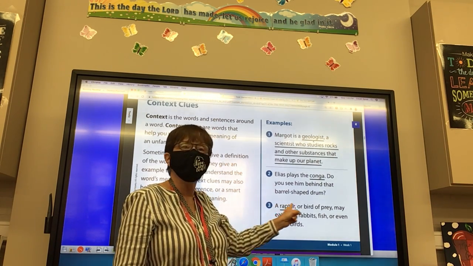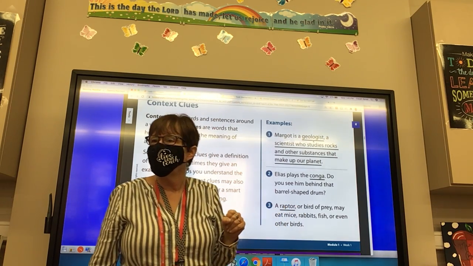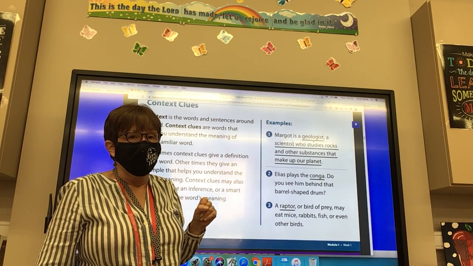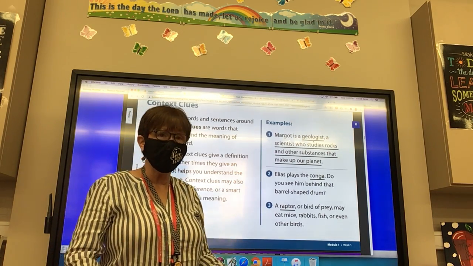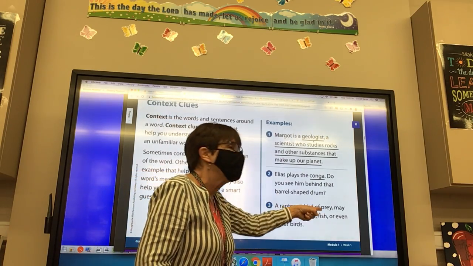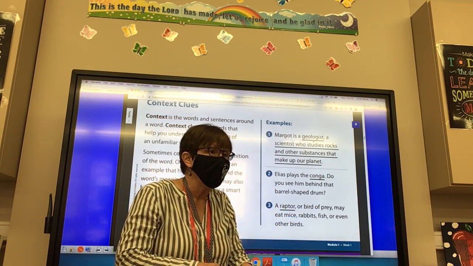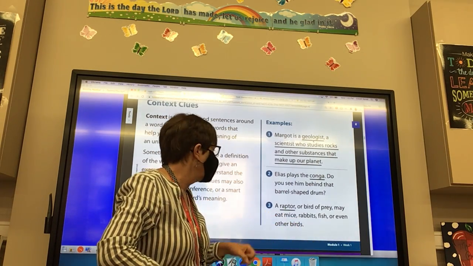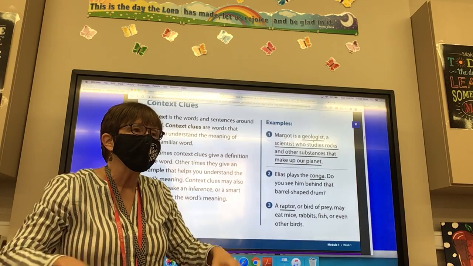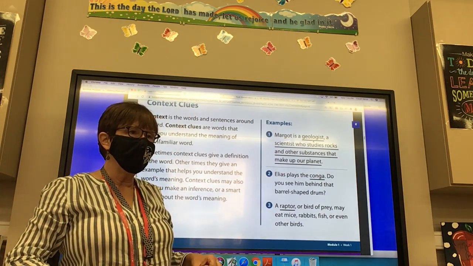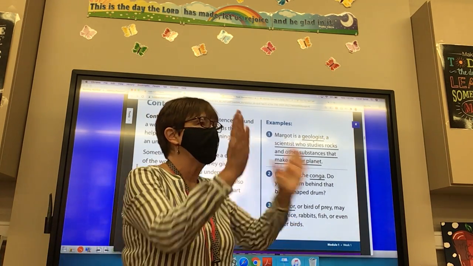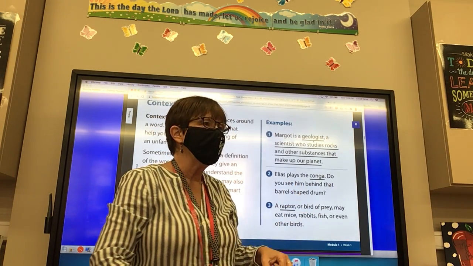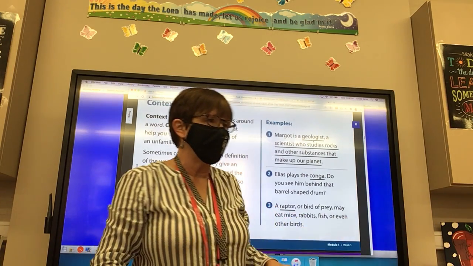Well, it tells me what it does, but exactly what is a raptor? Evelyn? A raptor is a type of bird. It's a type of bird, and it's a specific type of bird. It's a bird of prey. A bird of prey means it preys on mice, rabbits, fish, and other birds. Preys means it eats them. Do you know what that means? It preys on them. This isn't prey like this prey. That's P-R-A-Y. That prey, P-R-E-Y, means it hunts them and eats them.